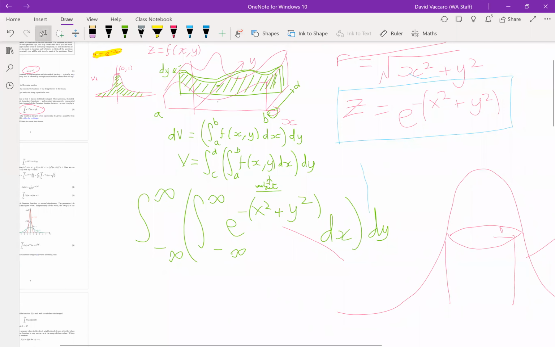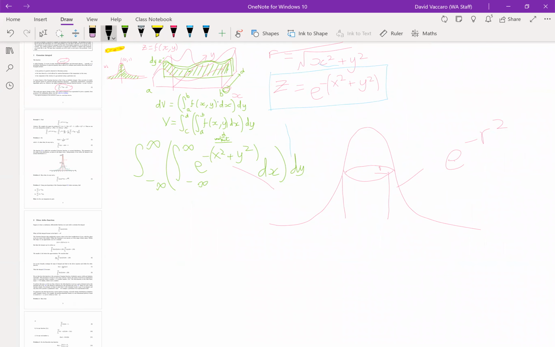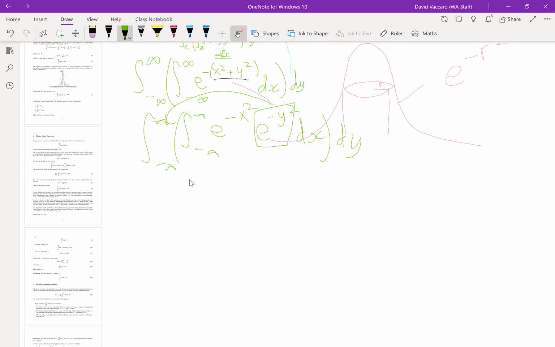But I can do something here. I can use my laws of exponentials to write this exponential of a sum as a product of exponentials. So I can write this as the integral from negative infinity to infinity of e to the negative x squared times e to the negative y squared dx, with respect to dy. But now, because I'm treating y like a constant, I can just take that constant outside. So what I get is the integral from negative infinity to infinity of e to the negative y squared, and then the integral from negative infinity to infinity of e to the negative x squared dx dy.